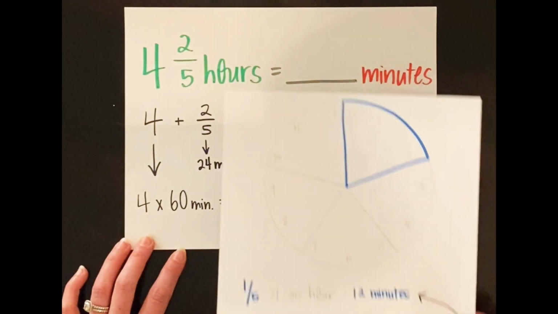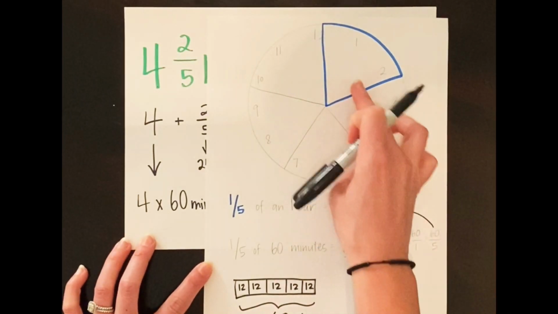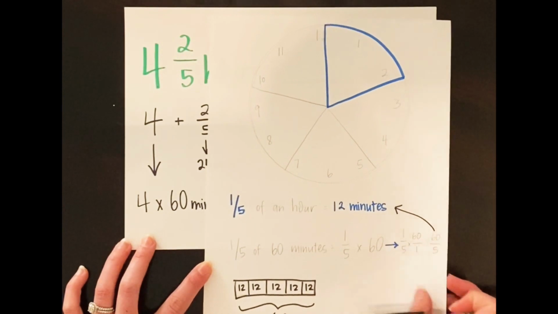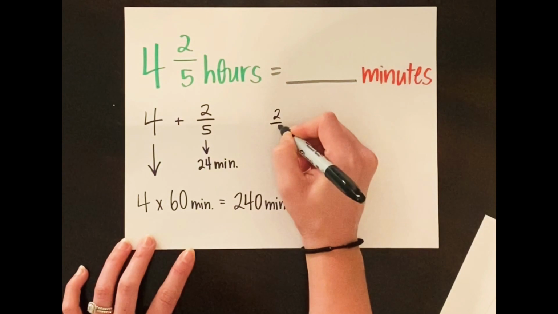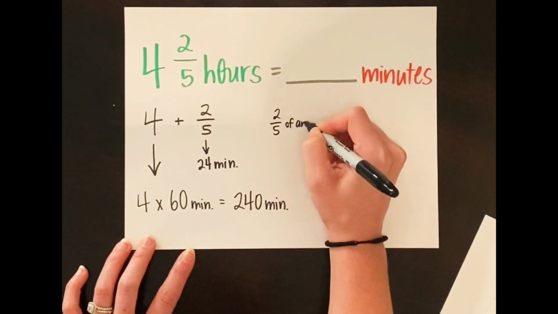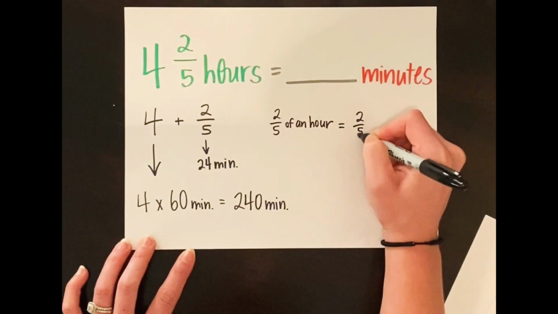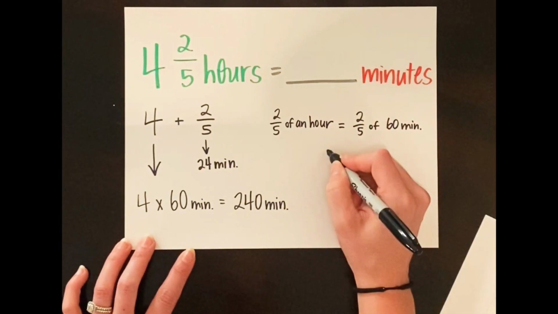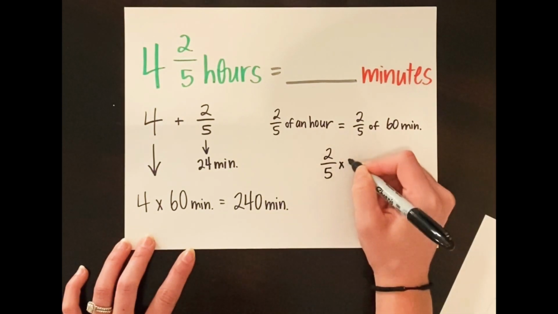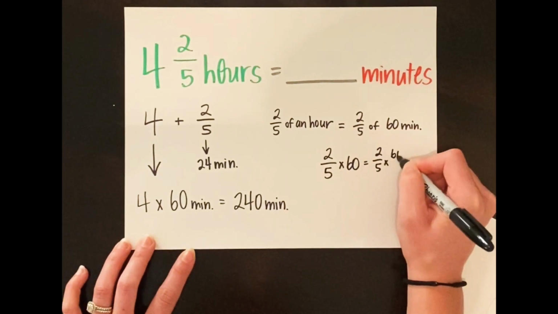And I'm going to show you, if you didn't have this right here to help you, we can use multiplication to figure out what 2/5 of an hour is. Because we know that drawing a picture every time is not going to be the most efficient way to solve problems. So if I have 2/5 of an hour, that is the same as 2/5 of 60 minutes. And I can use multiplication, 2/5 times 60, which ends up looking like this.